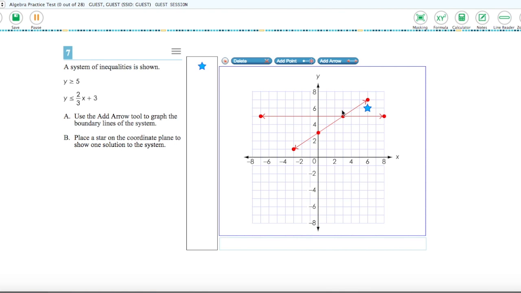To get full credit for this type of question, you have to have the inequalities graphed correctly, so the lines, and you have to have the star placed in the correct place on your coordinate plane.